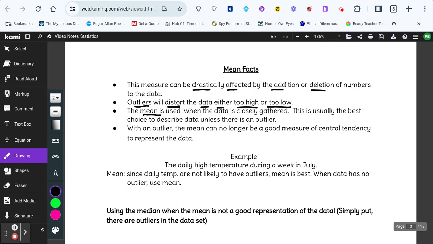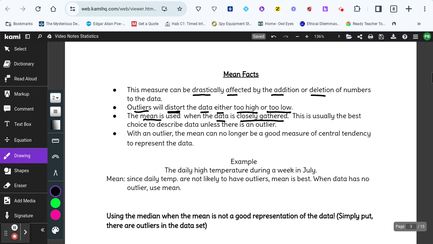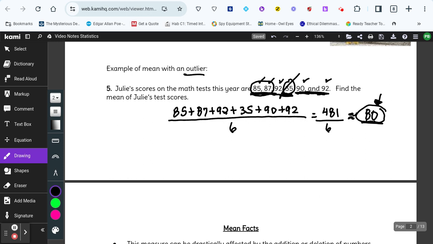The mean is used when the data is closely gathered together. All right, this is usually the best choice to describe data unless there is an outlier. So if all these numbers were closely related to each other, then fine. I would say using the mean is great. But I would not use the mean in this case. Now we have to for grades, because whatever grades you make, we have to average it. But do I think that it will be an accurate representation of your average? No, I don't, because I know this is an outlier.